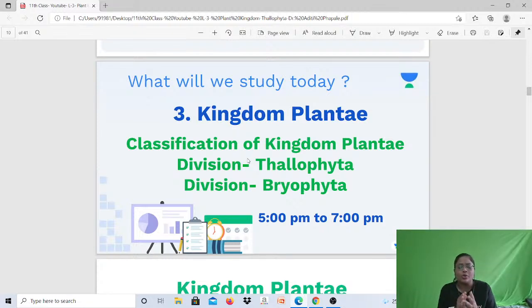What I intend to cover in today's session is, as you can see, classification of Kingdom Plantae. Then we'll discuss division Thallophyta: what are the characteristics of plants that belong to this division, their structure, their functions, along with examples and diagrams. After that, we'll also discuss division Bryophyta: again, the characteristics of the plants belonging to Bryophyta, along with examples and diagrams, their structure, their function, everything. So this is what I plan to cover today.